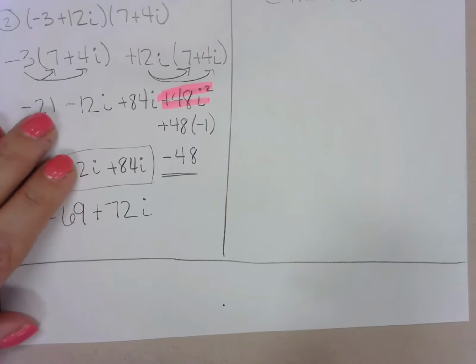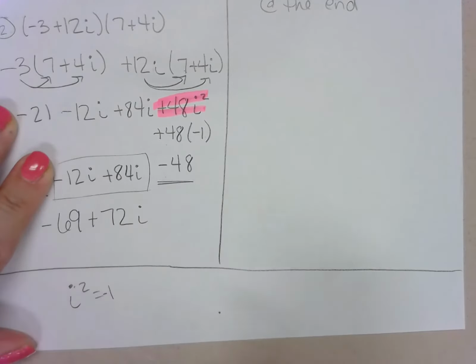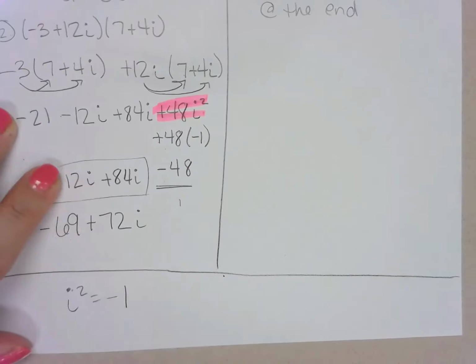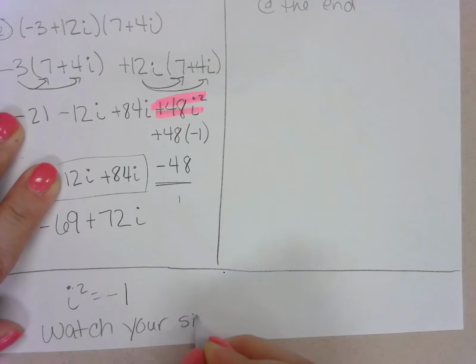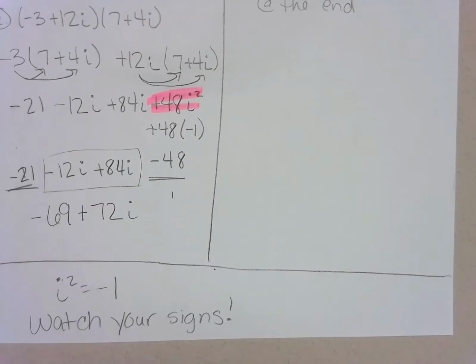So, to summarize down here at the bottom: i squared equals -1. You need to watch your signs. Signs trip everyone up. Remember, a positive times a positive is a positive. A negative times a negative is a positive. The only time you get a negative answer is when you have a negative times a positive.